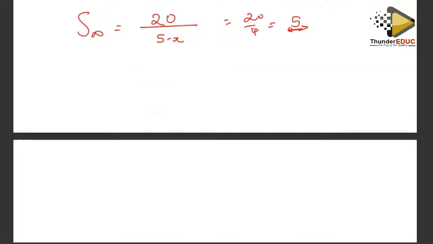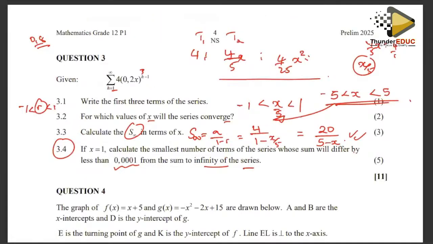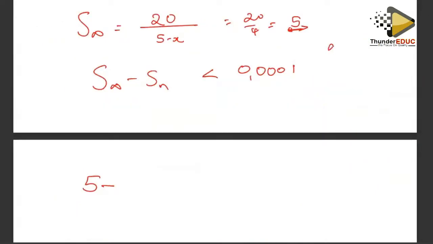Now, if we try to do the substitution to say that sum to infinity minus sum of n terms should be less than 0.001, which is just the same as 1 over 10,000. Okay, let's do the substitution and see that 5 minus, okay, how many terms are we focusing on? Determining the number of terms whose sum will differ. So it's just like the normal sum, which is given as a(r^n minus 1) over r minus 1.